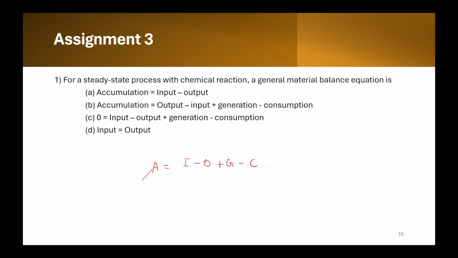If we have a steady state process, the accumulation will be 0. But we have a chemical reaction, so something will also get generated and something will also get consumed. So these terms will remain. Also, it is a steady state process, so something will be coming in and something will be going out. So this will also remain and this will also remain. So the correct answer here is 0 equals input minus output plus generation minus consumption. I need a specific answer. I don't need the general material balance equation, because it is given here that it is a steady state process. So the correct answer will be C.